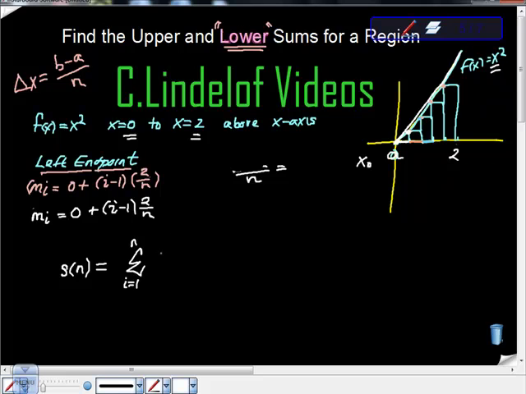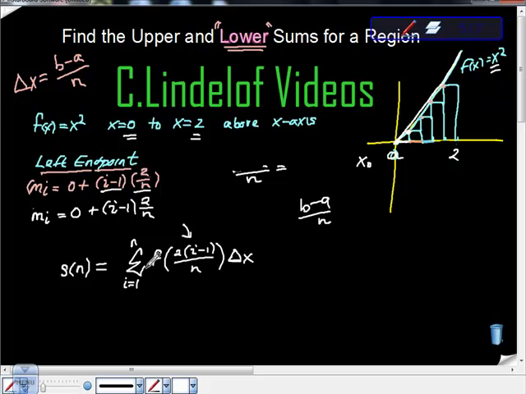And what are the rectangles made of? Well, the rectangles have a height of f of 2(i minus 1) over n. So when I multiply this times this, I got this piece right here, okay? And f says that we haven't plugged it into the function yet. Times change in x. Well, the change in x is b minus a over n, because each base will have a width of 2 divided by n, right?